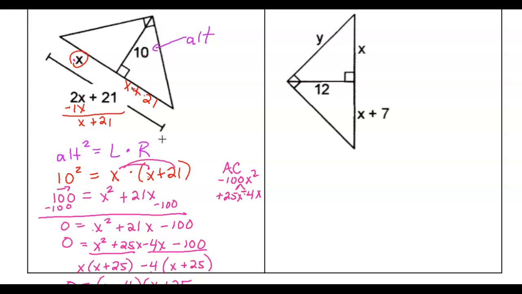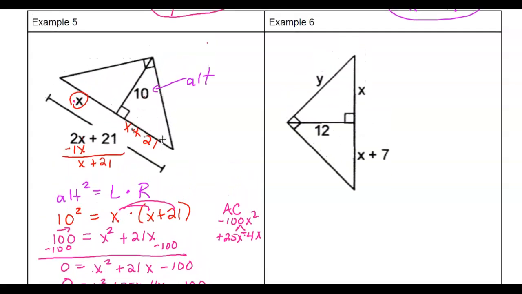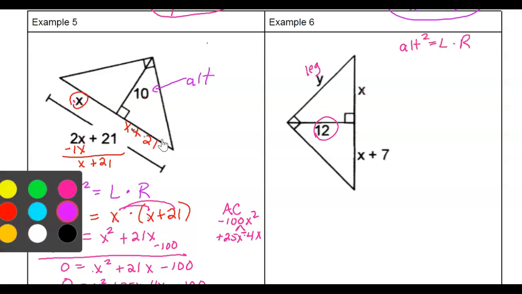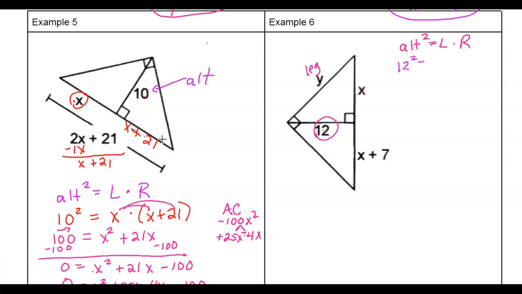Okay, definitely more challenging. All right, example 6, we are given a leg and we're given values on our hypotenuse and the altitude. So we're probably going to have to use both geometric mean formulas. So I'm going to start with my altitude one. So altitude squared equals left times right. So 12. My left is x plus 7. My right is x, or vice versa. It won't matter.